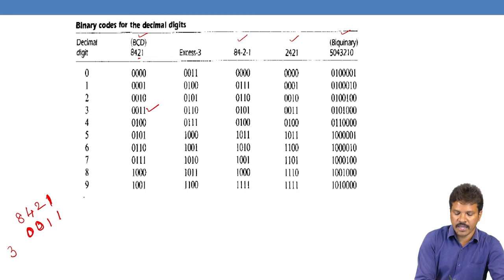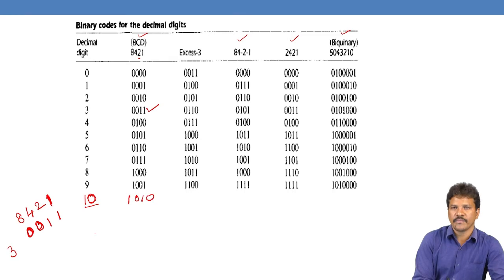For example, if I take the decimal number 10, we can represent 10 in normal binary as 1010. But in BCD with the 8421 code, we cannot treat it as 10; we treat it as the digits 1 and 0. So each has its own individual 8421 code.